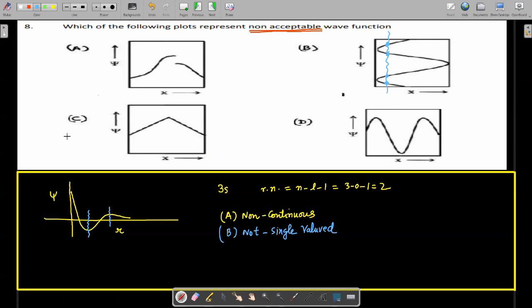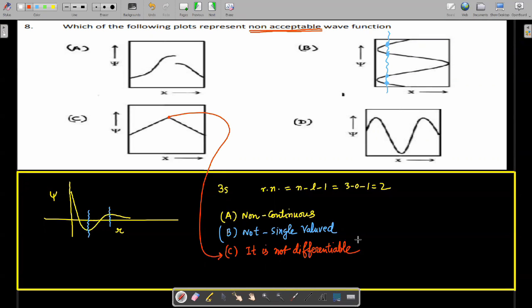Now, if we are moving to C option, you can find that there is a sharp point over here. And in terms of mathematics, we'll say that here we cannot differentiate the function, right? While we can differentiate the function of this everywhere, matlab if we draw the tangent, differentiation is possible in this curve, while at this point differentiation is not possible, right? So the third condition is that it should be differentiable. Here it is not differentiable at a particular point.